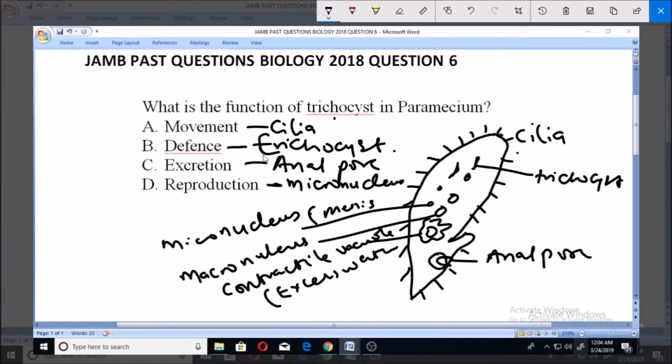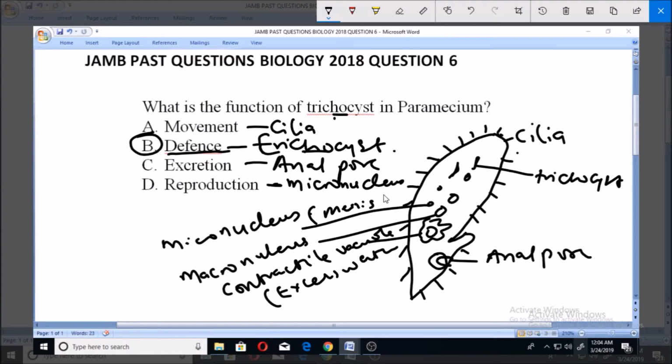So from this we can see that the answer is B. The trichocyst is actually for defense. That is what the trichocyst does. The trichocyst, this is the trichocyst, it is used for defense, and that makes B the answer. For movement, it's the cilia, for excretion the anal pore and the contractile vacuole, for reproduction the micronucleus.